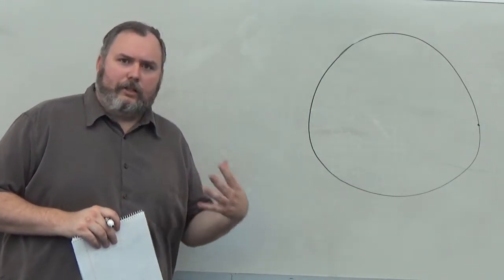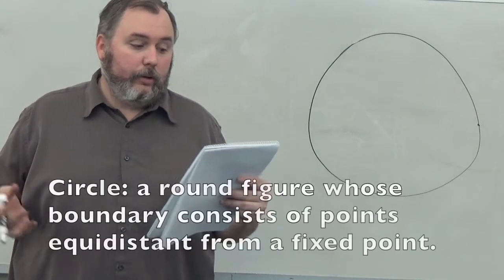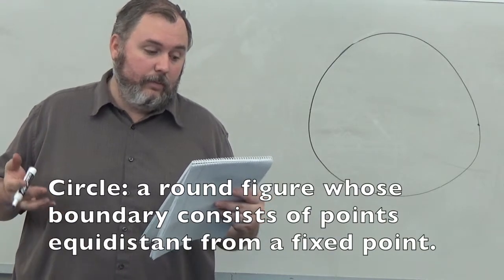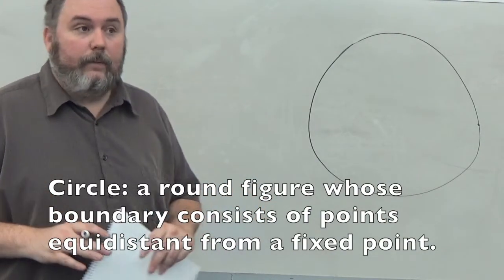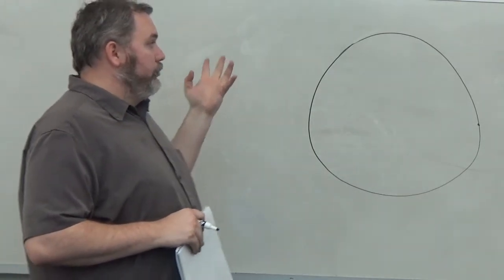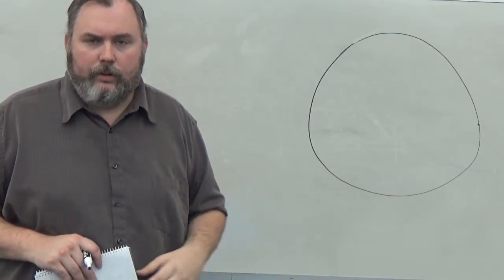So let's just go with the actual mathematical definition of a circle. A circle is a round figure whose boundary consists of points equal distance from a fixed point. Okay, a circle is round. It's a perfect circle. We understand that. That's really about as far as I want to go into that.